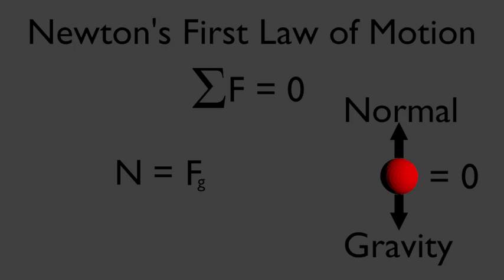Even though two forces are acting on this ball, since they're canceling each other out because they're equal and opposite, that leaves us with a net force of 0 and a net acceleration of 0. So that's why the object's not accelerating.